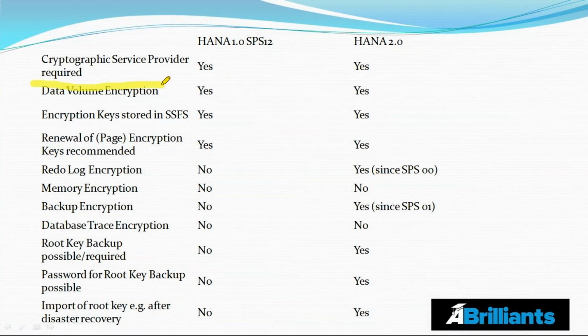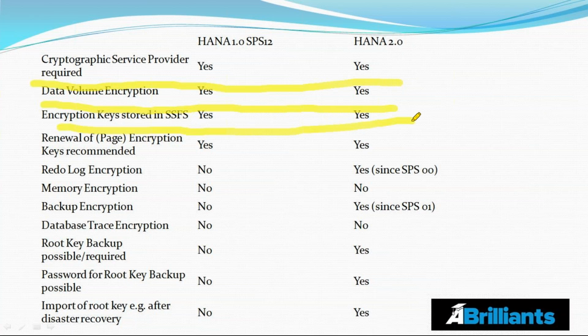Point number one, cryptographic service provider: both of them are enabled. Data volume encryption: both of them are enabled. Encryption key stored in SSFS: both of them are enabled. Renewal of encryption, it's okay.